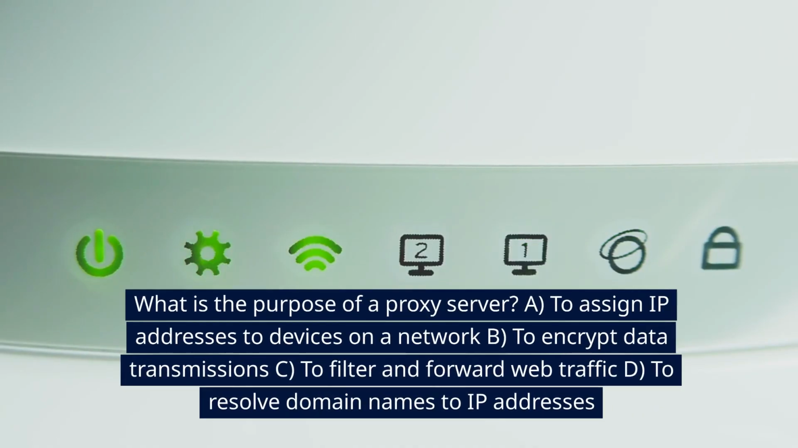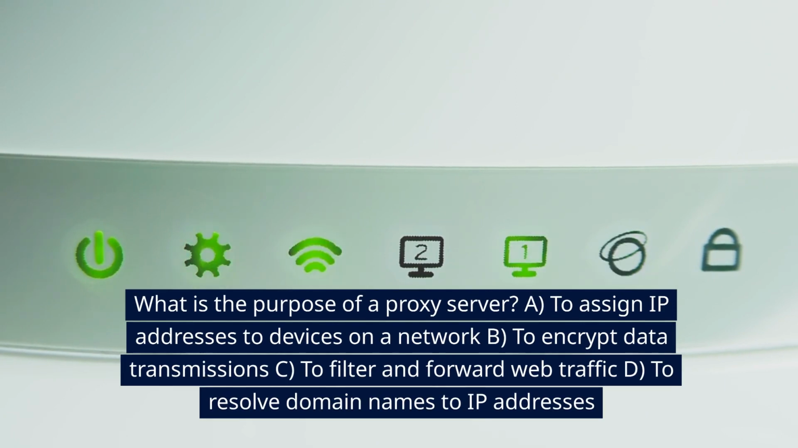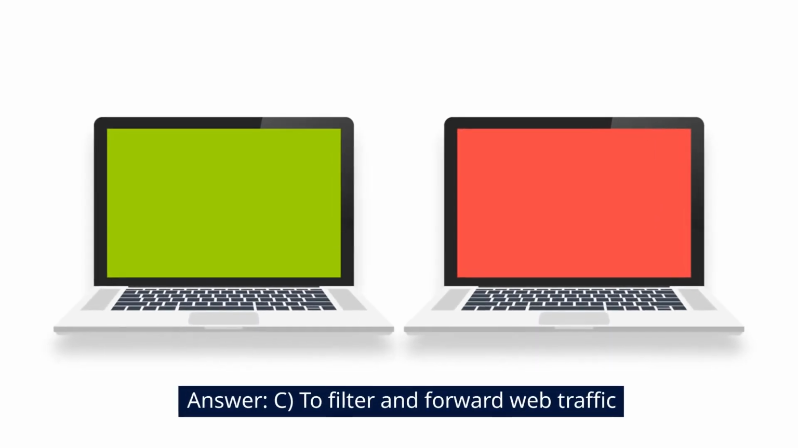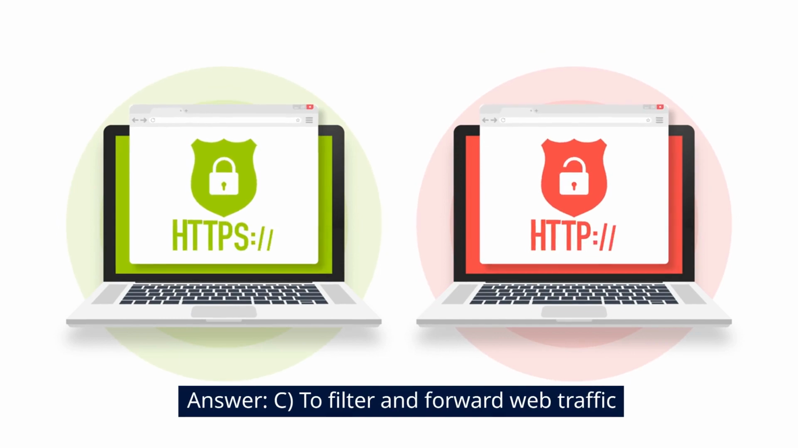What is the purpose of a proxy server? A. To assign IP addresses to devices on a network. B. To encrypt data transmissions. C. To filter and forward web traffic. D. To resolve domain names to IP addresses. Answer: C. To filter and forward web traffic.